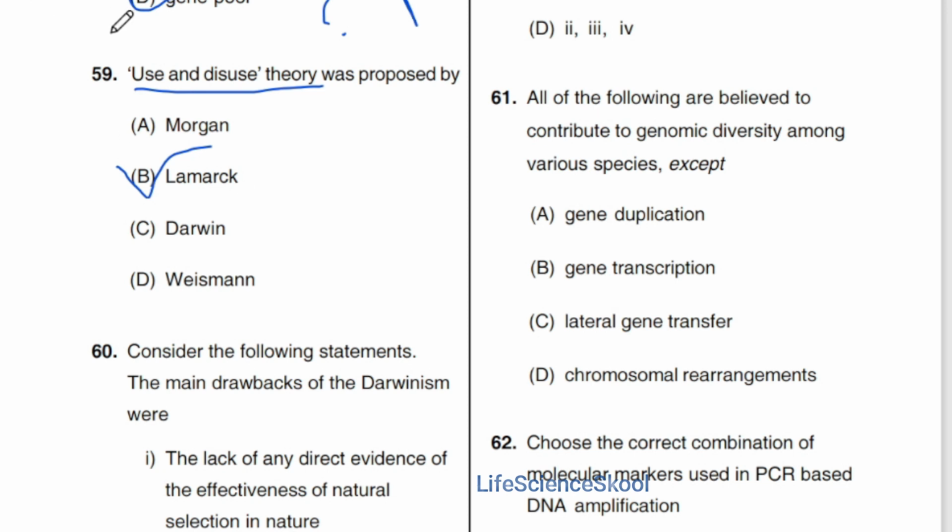Which one you are going to use more, that is going to work well. The functioning is going to increase, but the part that you are not going to use, that work efficiency of that part is going to decline. That actually is the use and disuse theory.